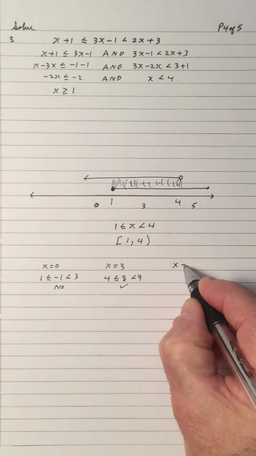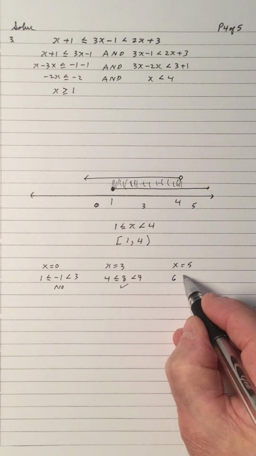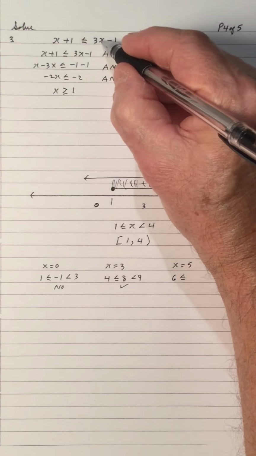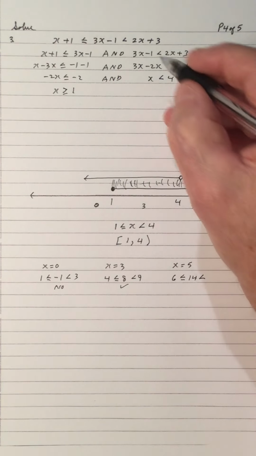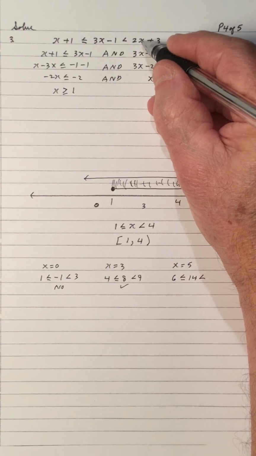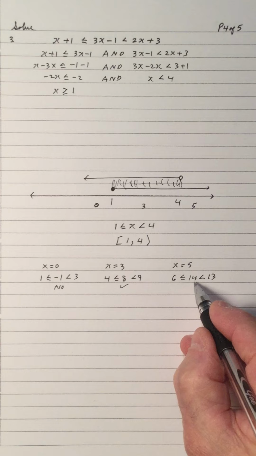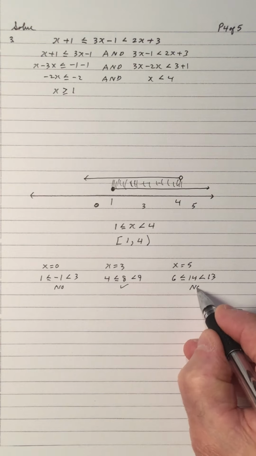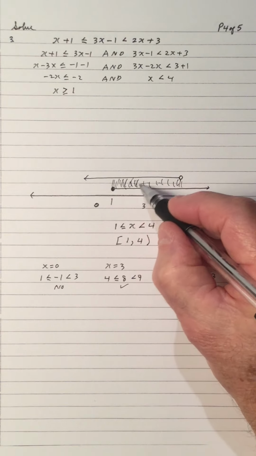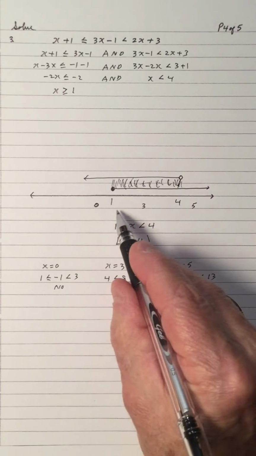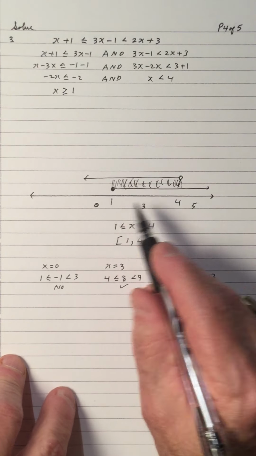And to finish it off, let's try what a 5 is going to do. Put a 5 in here, we get a 6, less than or equal to. Put a 5 here, we get 15 minus 1 is 14. And put a 5 here, we get 10 plus 3 is 13. 6 is less than 14, but 14 is not less than 13, so that's a no. So you can do the graph and shade in the intersection like this and pick up those numbers, or you can go with the number line 5, 3, and 4 and see what fits.